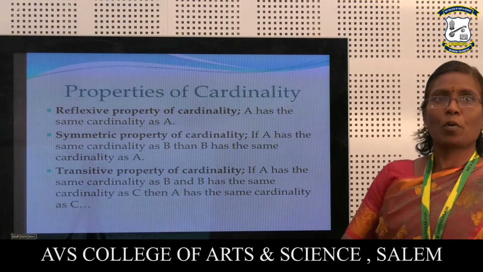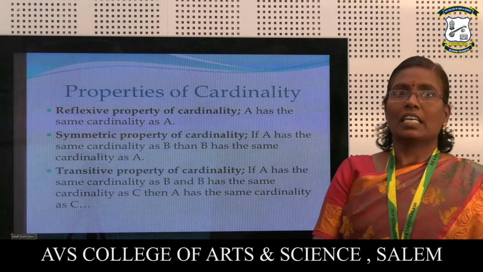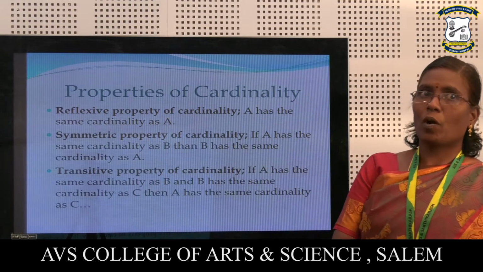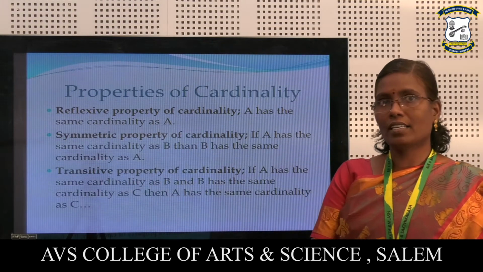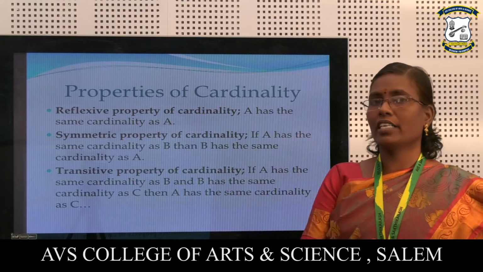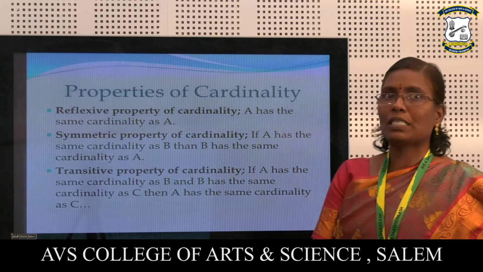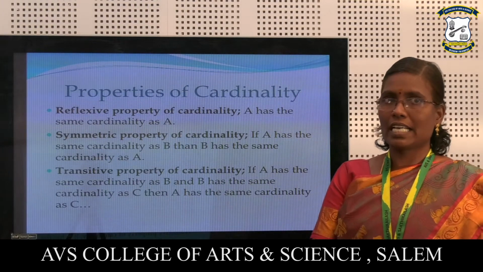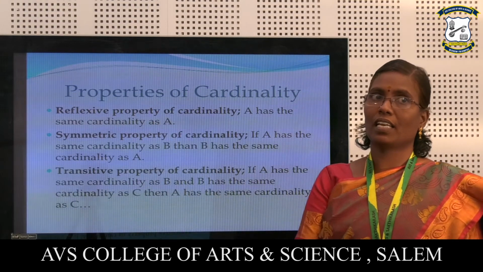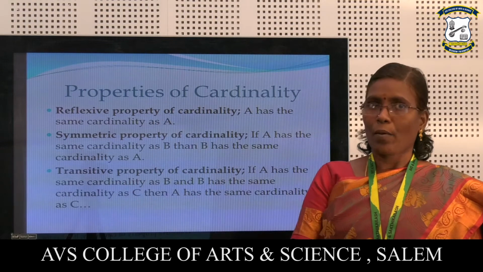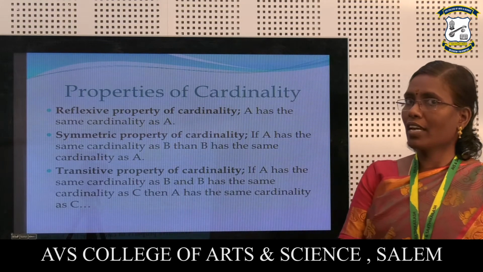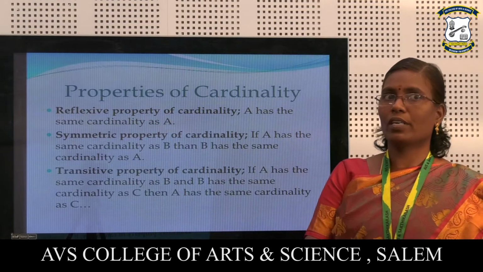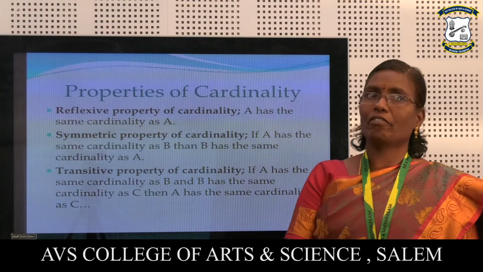Next, we can see properties of cardinality. Reflexive property of cardinality. A has the same cardinality as A. That is, n of A is equivalent to n of A. Symmetric property of cardinality. If A has the same cardinality as B, then B has the same cardinality as A. That is, n of A is equivalent to n of B, then n of B is equivalent to n of A.